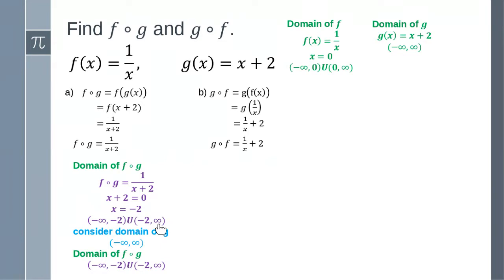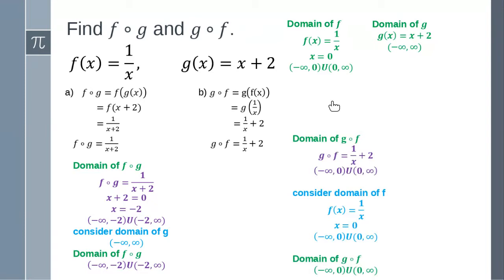Now, let's look at what the domain is for g, okay? So for g, it was x plus 2. This is all real numbers. We didn't have any restrictions, but again, what do these two answers share? Well, what they share is these values from negative infinity to negative 2 and negative 2 to infinity, okay? Any questions?